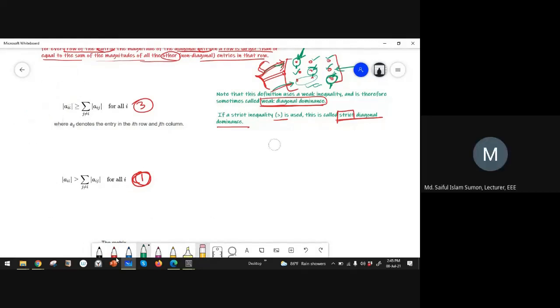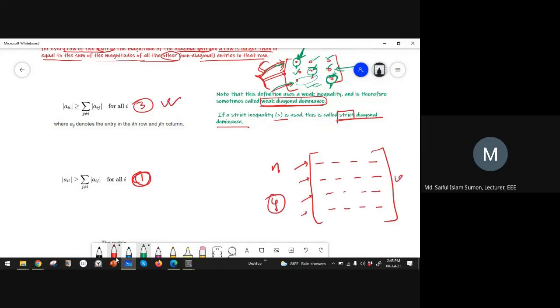Suppose there are n equations like this, say 4 equations. Then obviously all the rows should be fulfilling this condition. All 4 rows should be fulfilling this condition. At least any one of the rows should be fulfilling this condition.